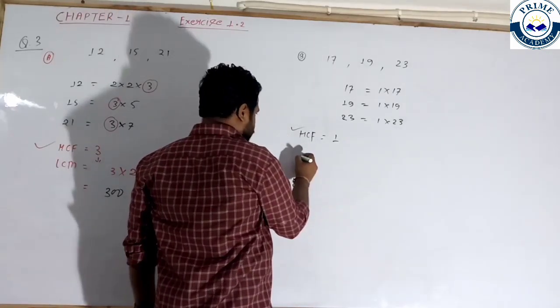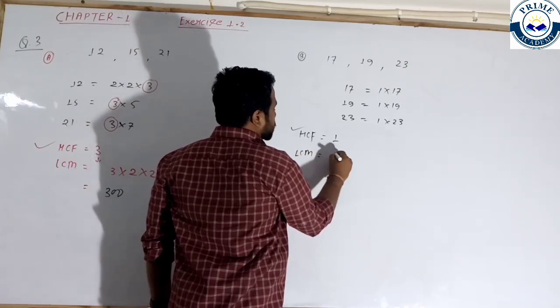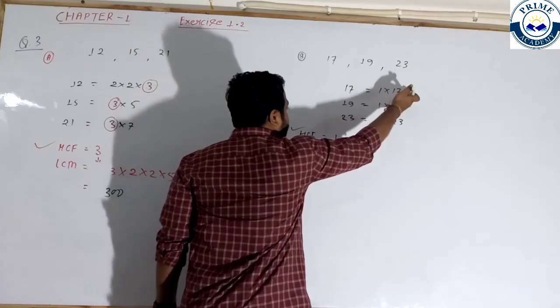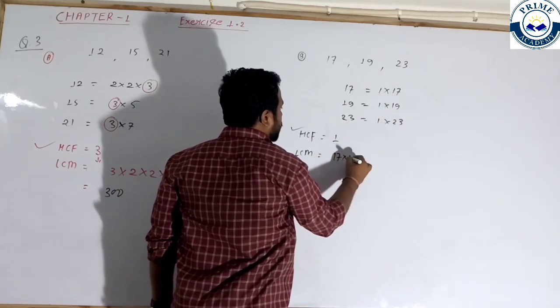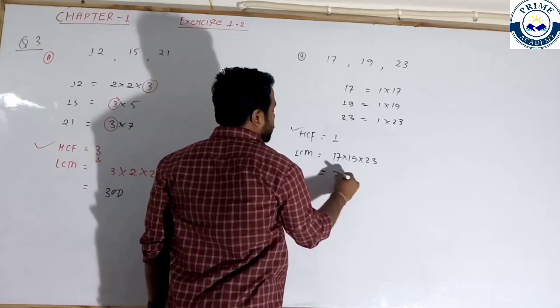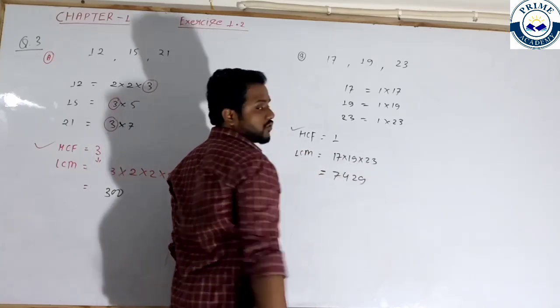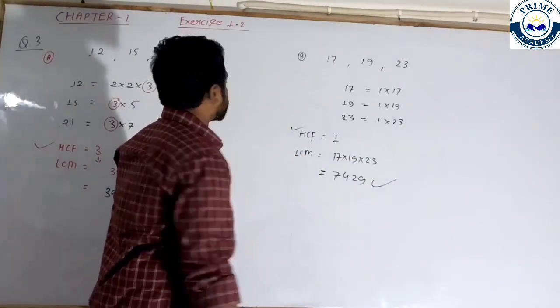Now what is LCM? LCM will be what is remaining. Remaining 17, 19, and 23. Just 17 into 19 into 23. This will be multiplied with it. You will get 7429. I have already solved it. So you will just multiply it. You got the LCM. So this is all about question number 3.